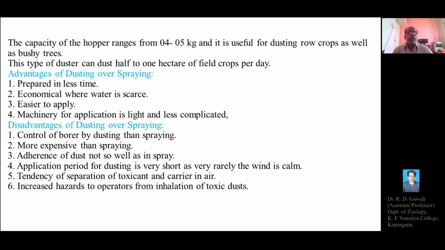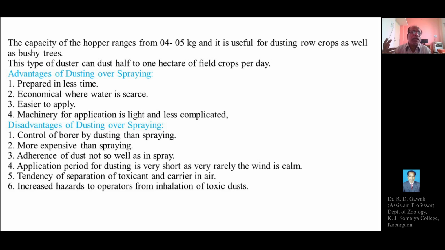Economical where water is scarce, means wherever there is a shortage of water, it is economical to use for the application of powder pesticides. Easier to apply, and machinery for application is light. The weight of the shoulder type rotary duster is very small or light and less complicated.